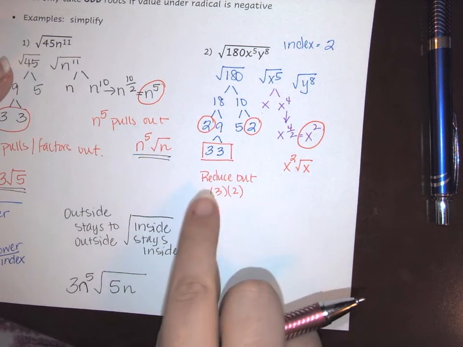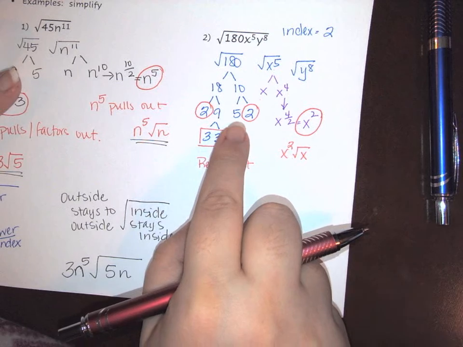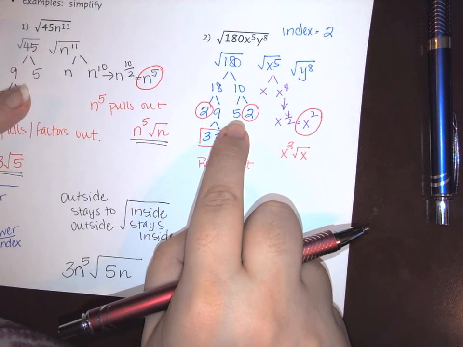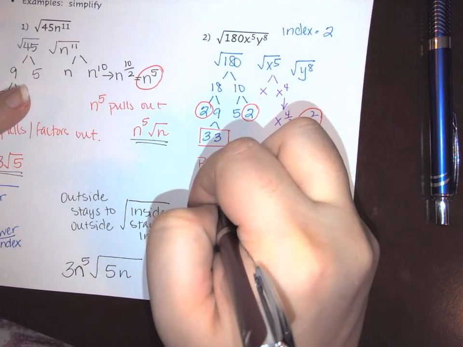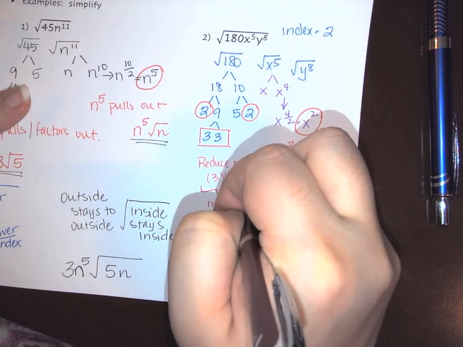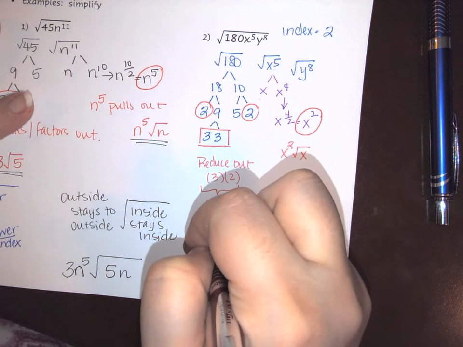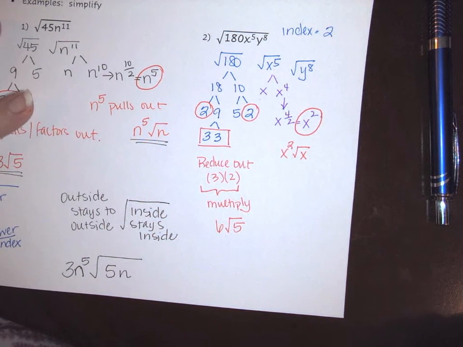Okay? So getting back to this first one, I have the 3 and the 2. I also have the 5. So when we're doing this, you have to multiply. So these terms right here, you would multiply together, which would mean we pulled out 6 and left the square root of 5 behind.